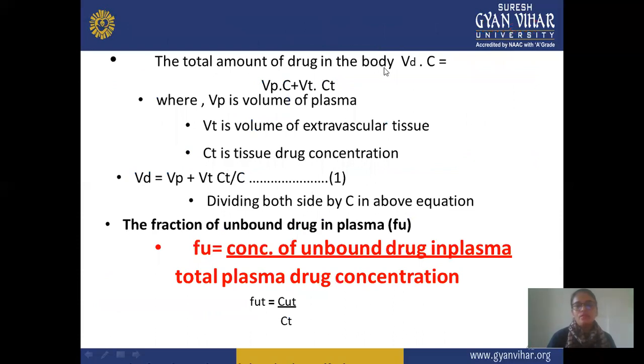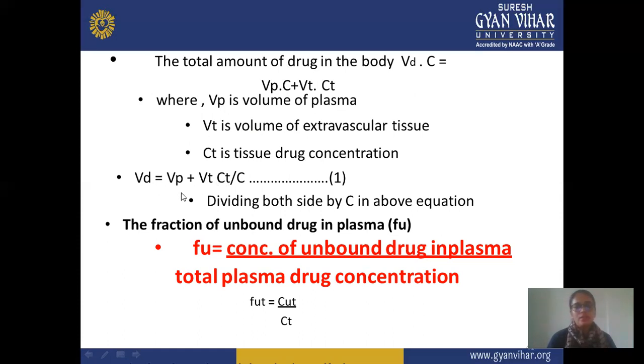The total amount of a drug in your body is VD into C, which is equal to VP into C plus VT into CT. Means the volume of distribution in your body you calculate, and that it is present in your extravascular tissue or maybe in the plasma. It's a sum of the volume present in the plasma and extravascular tissue. This is the formula for total body distribution, where VP is the volume of the plasma, VT is the volume of drug in extravascular tissue, and CT is the tissue drug concentration. So with the help of this formula, you can easily calculate how much drug is distributed in your body.